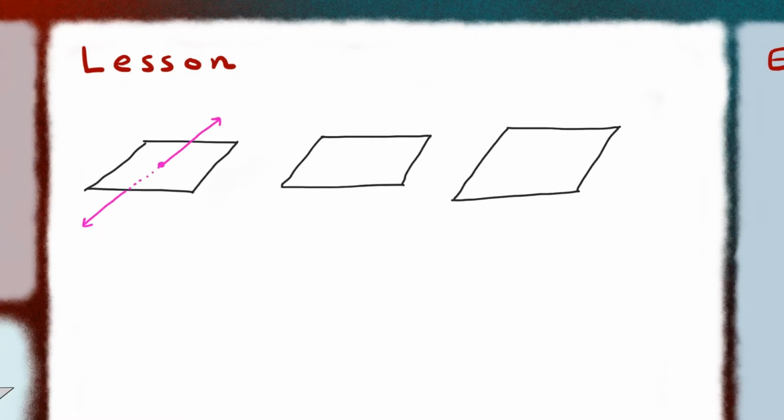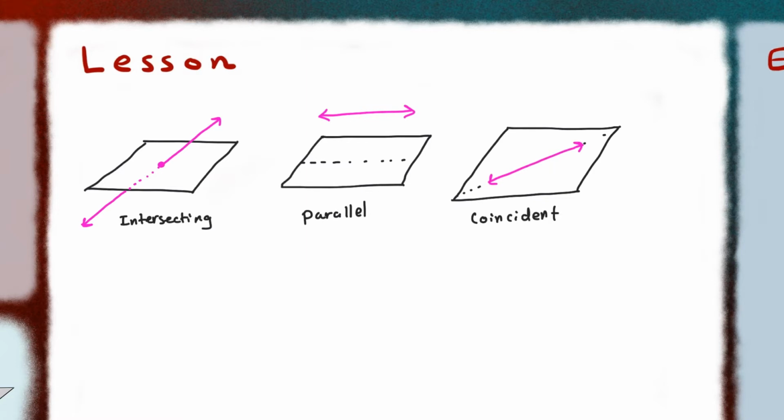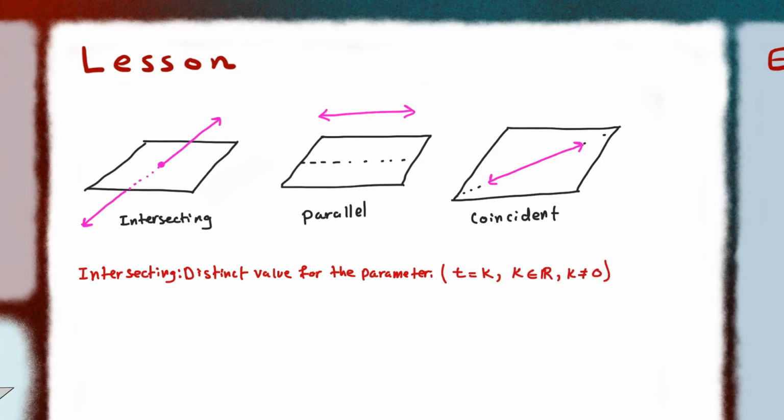One of them is the two intersecting, one of them is for them to be parallel to each other and never intersect, and one of them is for the line to be right on top of the plane, and that's when they are coincident. When the two are intersecting, you will find a distinct value for the parameter t, where x, y, and z values are the same for both the plane and the line.